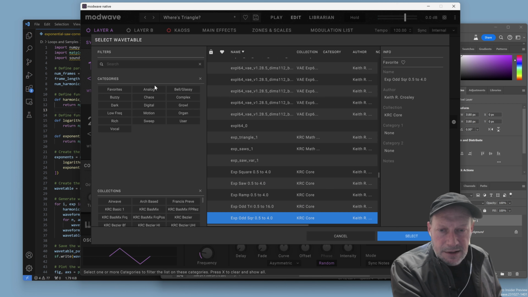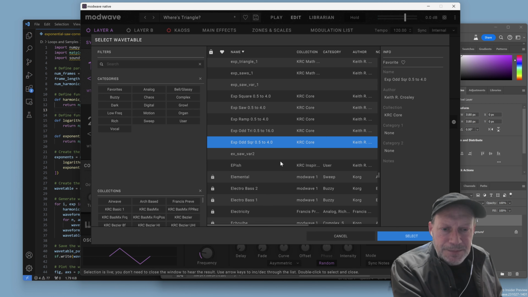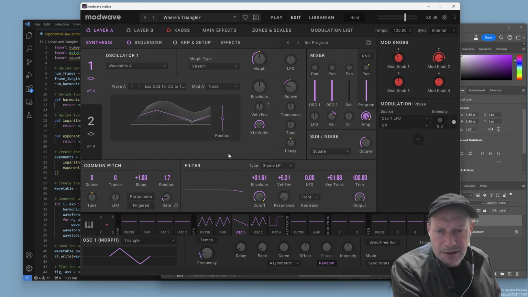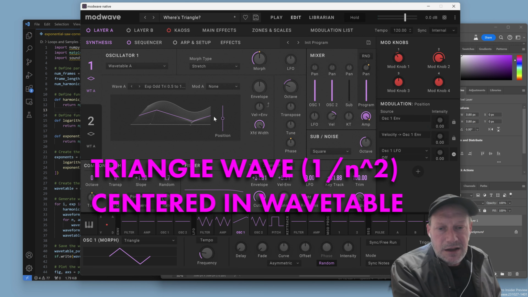So let's turn that off, and let's load up a wavetable created correctly. This is all the odd harmonics going from 1/0.5 to, I guess this says 16. Maybe it does really go to 16. I guess it probably does. I didn't really mean to go that far with it. But here you go. You can see that the triangle wave is centered in this wavetable.